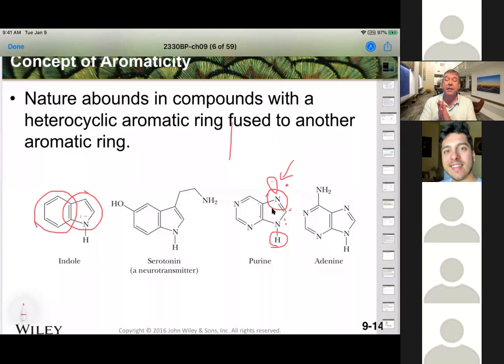So it's always a p orbital. It's just whether or not there's one electron or two electrons. That's what we're looking for in this system, okay?